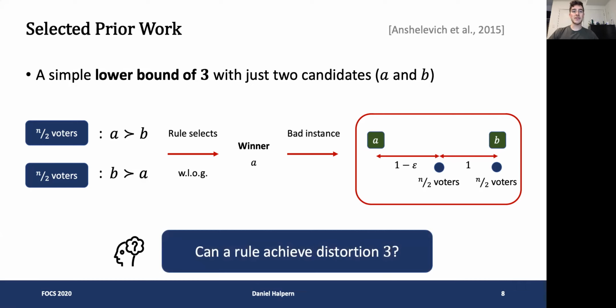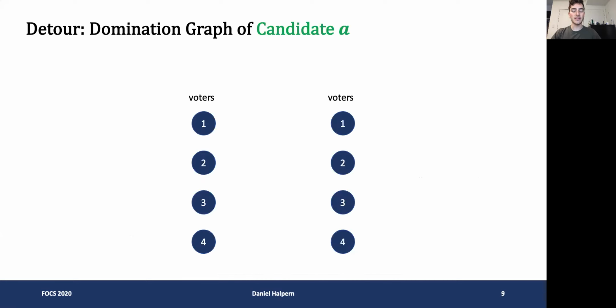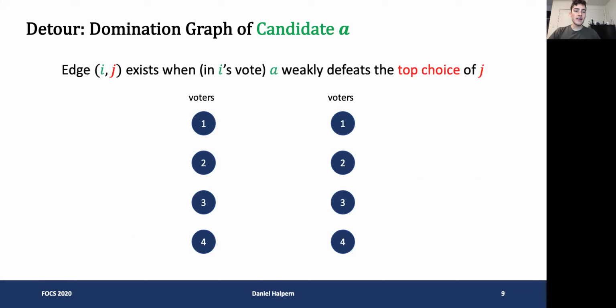And in this paper, we answer that. We construct a new rule that does, in fact, always achieve distortion 3. But before I can show you how this voting rule works, I need to introduce a different concept we introduced in this paper. This is the idea of a domination graph of a candidate A. So this is a bipartite graph with voters on both the left and the right. And there will be an edge from voter I to voter J when, in I's vote, candidate A weakly defeats the top choice of J.